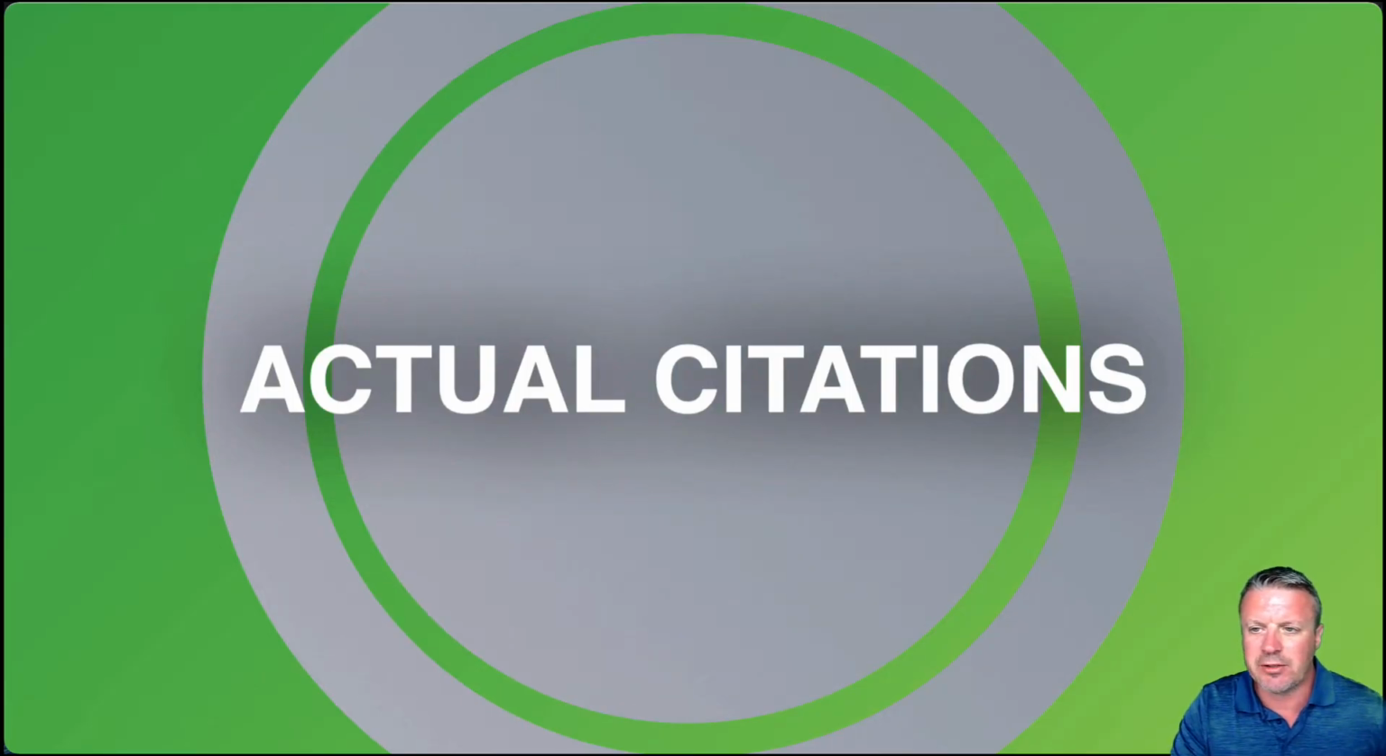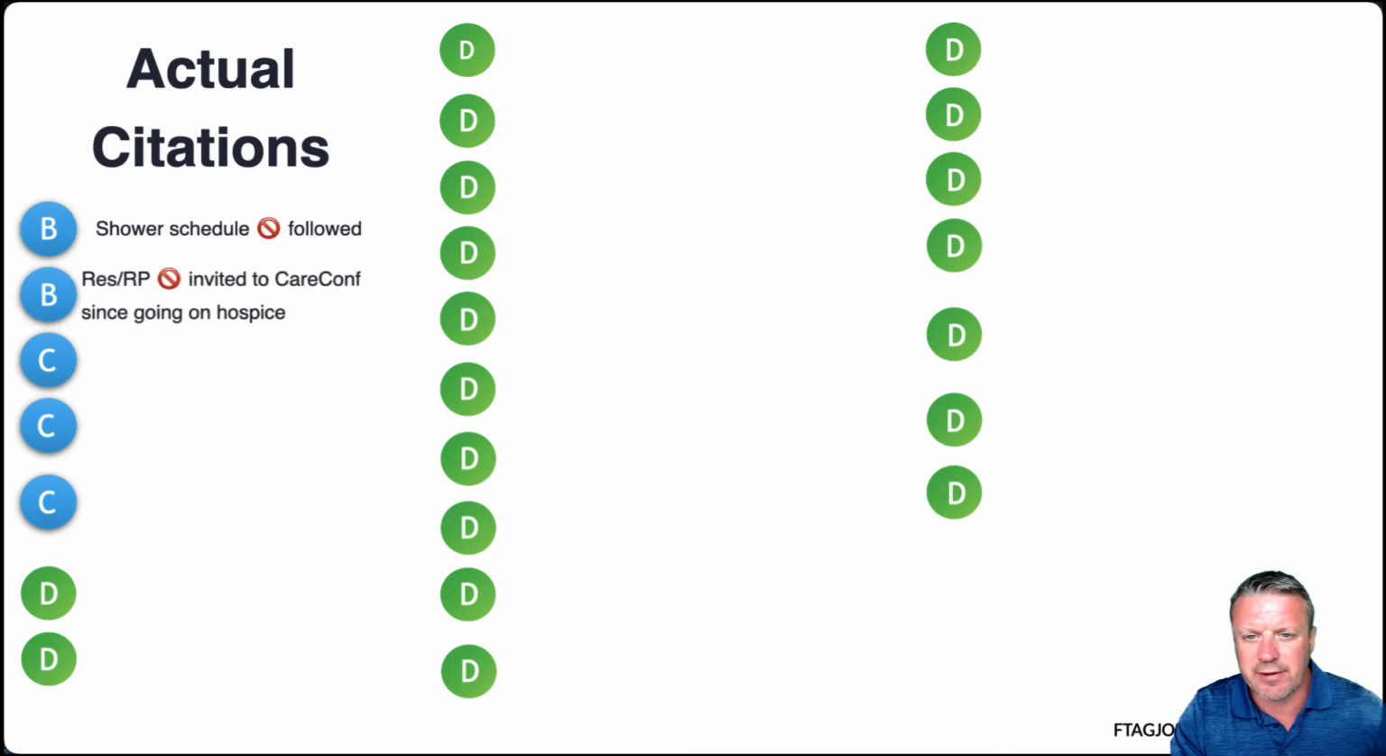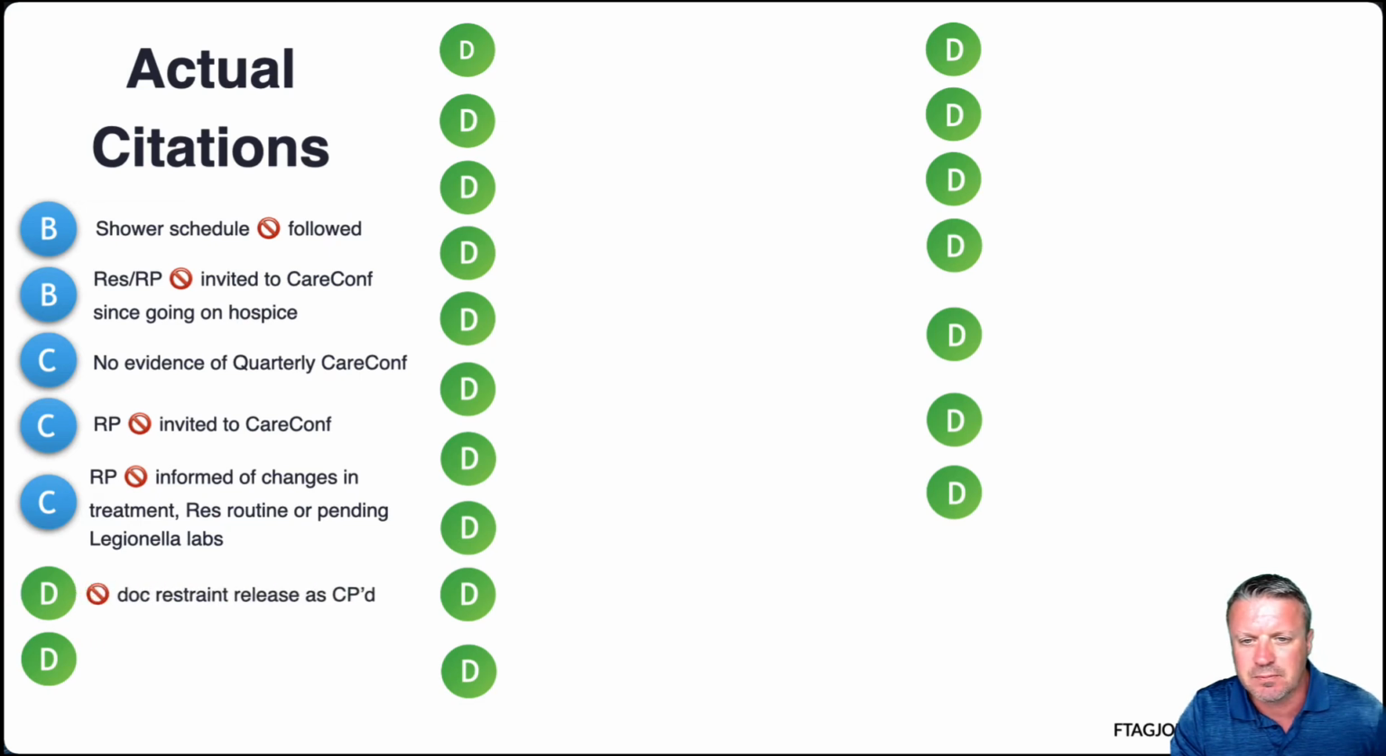Let's go through some actual citations. We got some B's, C's, and D's. We got, I think, 2.5 slides of actual citations, so let's get through those. The shower schedule was not followed. Resident responsible party was not invited to a care conference since going on hospice. No evidence of a quarterly care conference. Responsible party was not invited to care conference. Responsible party not informed of changes in treatment, the resident's routine, or pending Legionella labs.